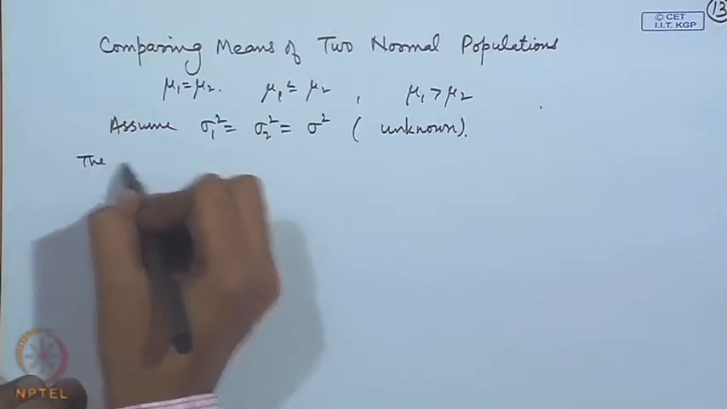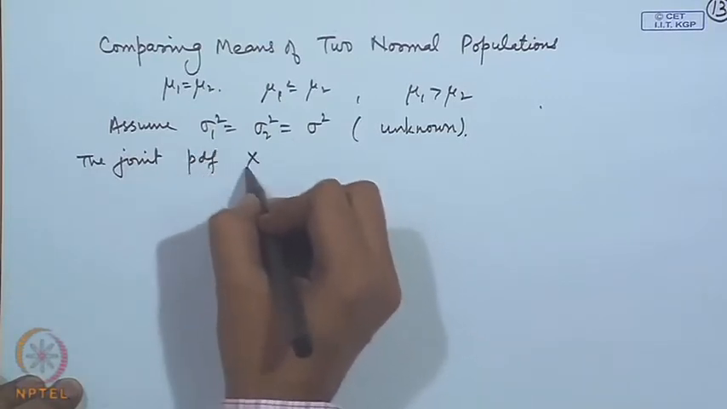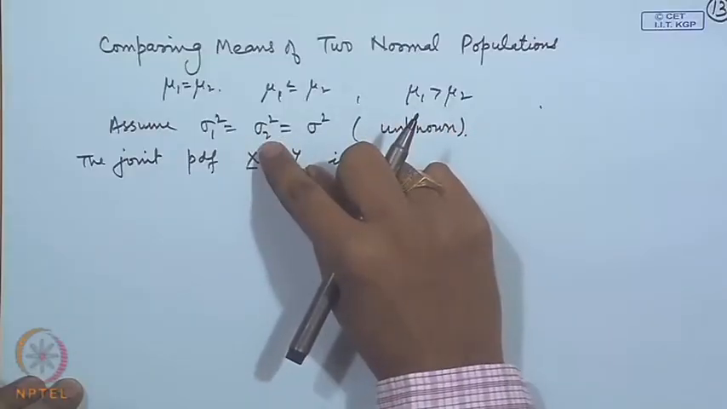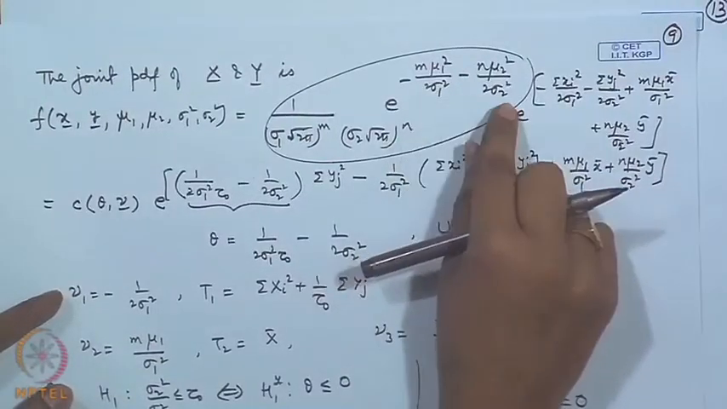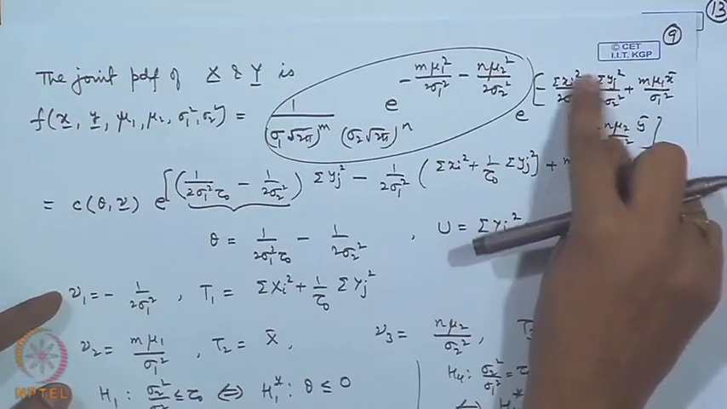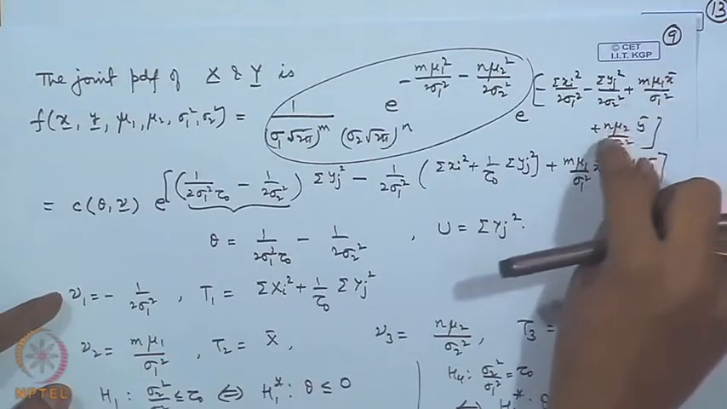The joint density function of x and y is as we wrote earlier. Now, this has to be written in modified form. That means, when sigma 1 square is equal to sigma 2 square, the terms will be combined. Let me go back to the original form here. In this term, sigma 1 square and sigma 2 square are the same. So, here sigma xi square and sigma yj square will get combined, and this one also will have a common denominator. So, this term will also get combined.